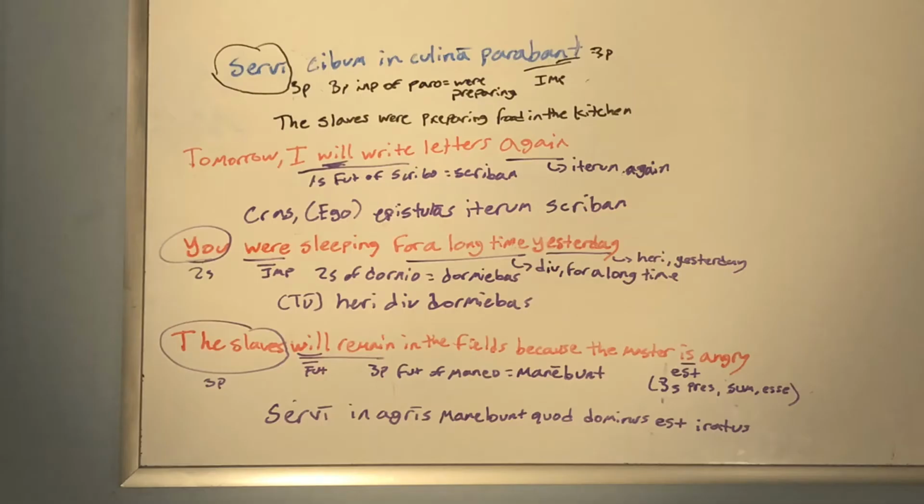Now we move into our English to Latin translations. Let's start with this first sentence. Tomorrow I will write letters again. The word in Latin for again is iterum. That just means again. So now we want to look for, well, first let's look for the subject of the sentence. This one is I. I am the subject of the sentence.